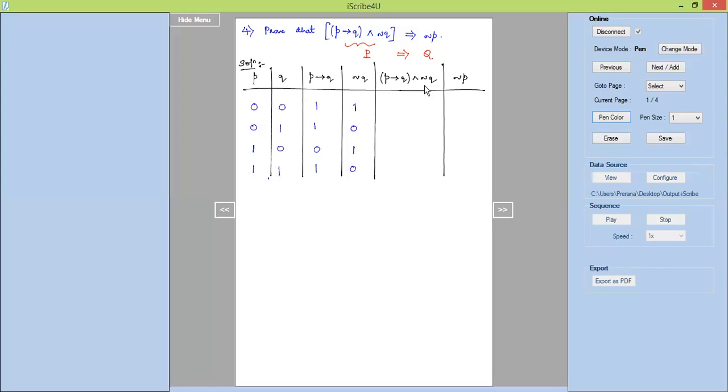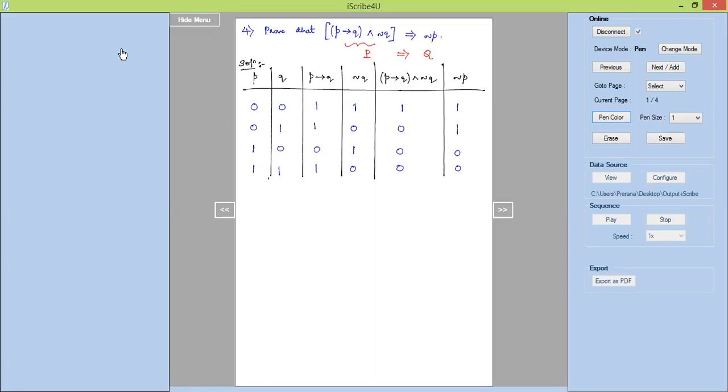Now we will take AND between these two, P conditional Q and negation Q. We will recall the AND definition: only when both are 1, the resultant is 1, rest all cases it is 0. So only in the first row we have 1 as the truth value, rest all it is 0. Now we take negation P. Negation P will give us 1, 1, 0, 0, 1, 1, 0, 0.